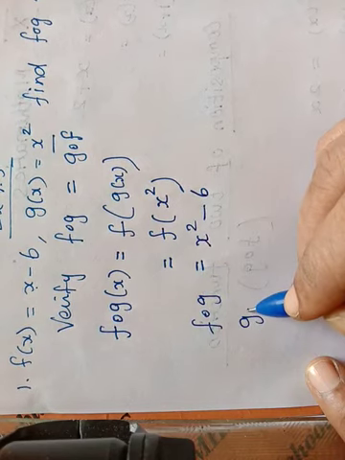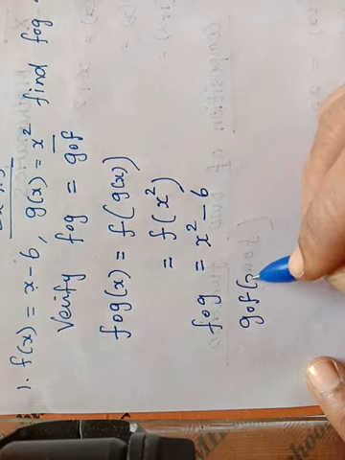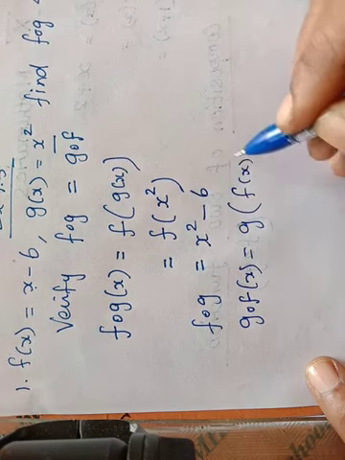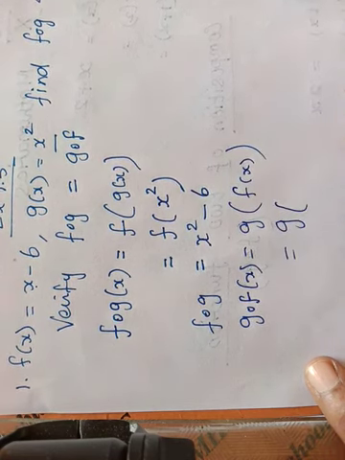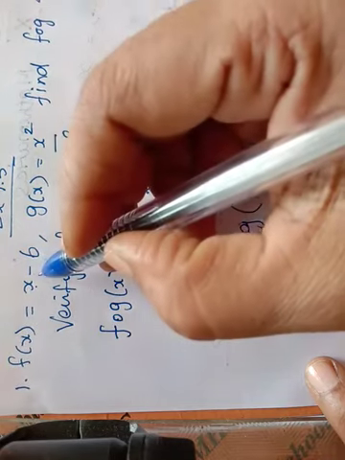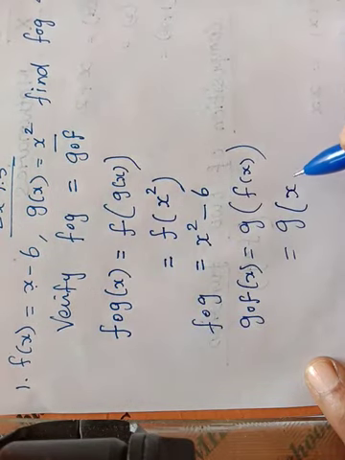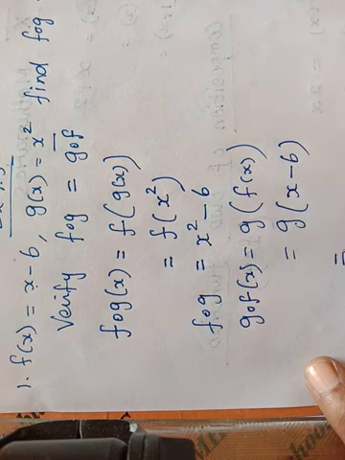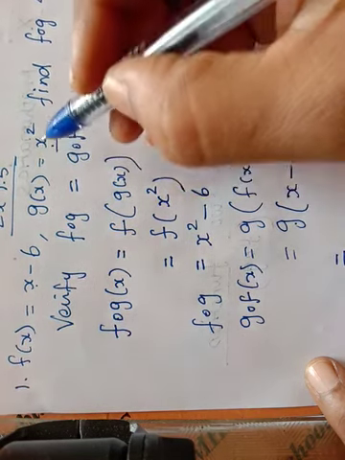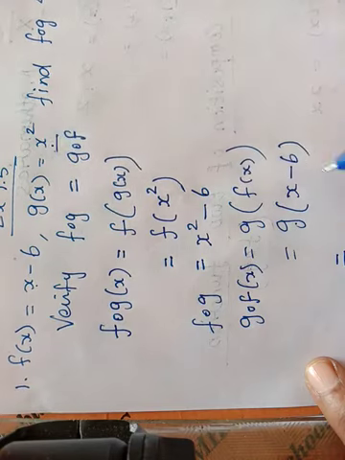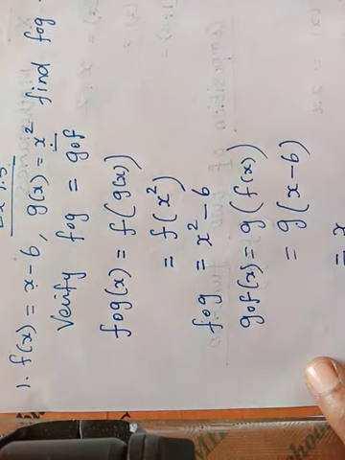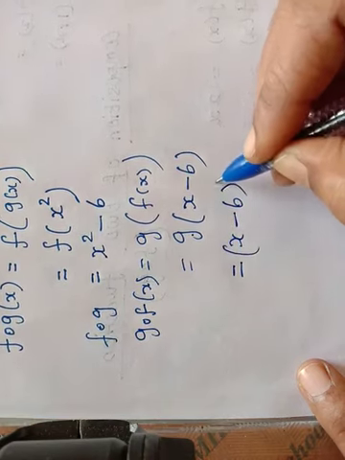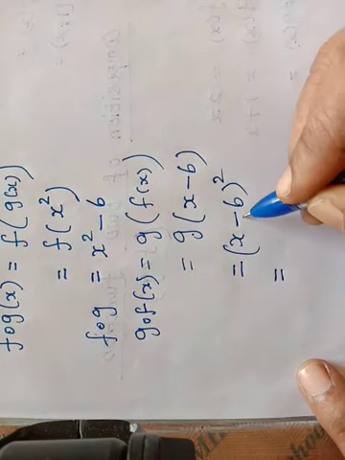Next we want to find out g composite f of x. That is equal to, we know, g of f of x. That is equal to g of, what is your f of x here? F of x is x minus 6. This x minus 6 you want to substitute in g. The g function is x squared. Instead of the x only we are substituting this x minus 6. So x minus 6 the whole squared. You want to write it as a minus b the whole squared.